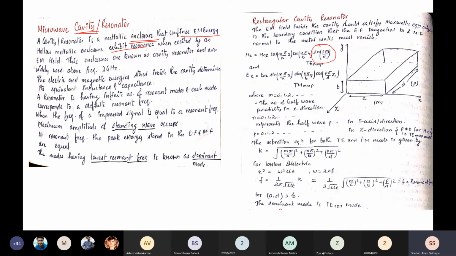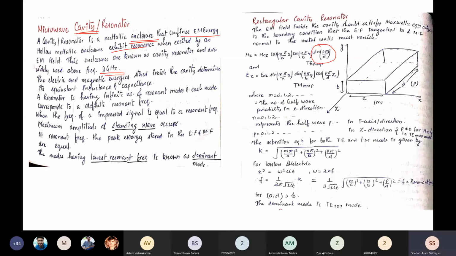resonator, and are widely used above a frequency of 3 gigahertz. So if I ask you at what frequency the microwave cavity resonator is widely used, you can say it is above 3 gigahertz. If in the options it is given as above 3 gigahertz, you should take that.